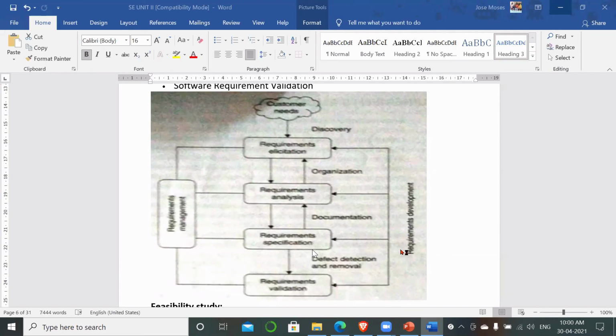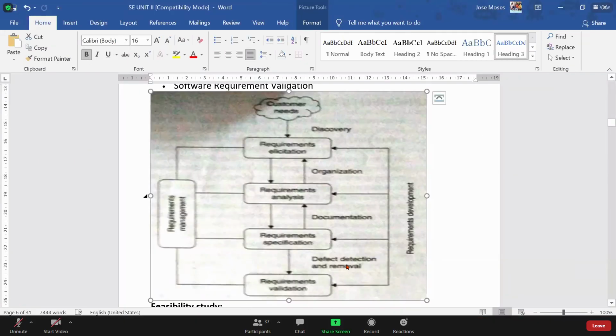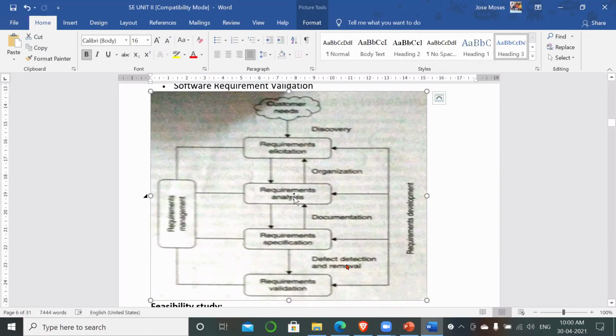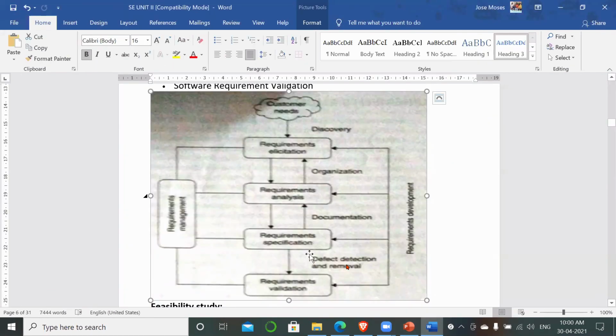All of you just read these two diagrams. That is, the types of requirements diagram, which I have shown in my previous slide, and for part B, this diagram. So whatever question has been asked from unit 2, you can write for part A this diagram and for part B this diagram and explain concepts in it. It is very easy and clear. Everybody should remember these diagrams by heart.